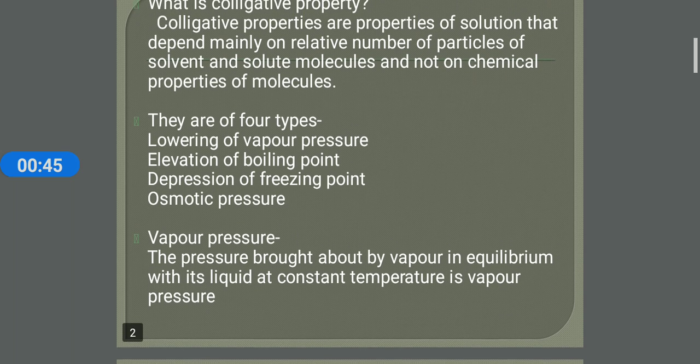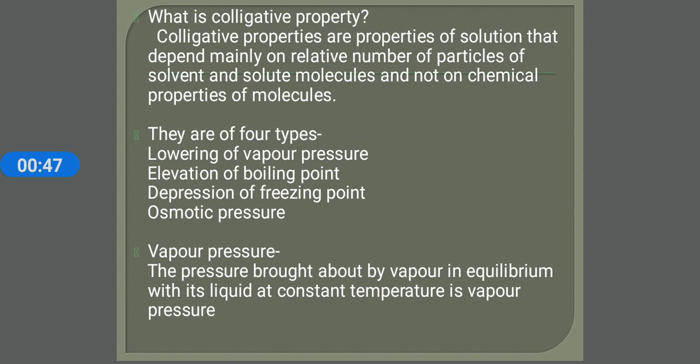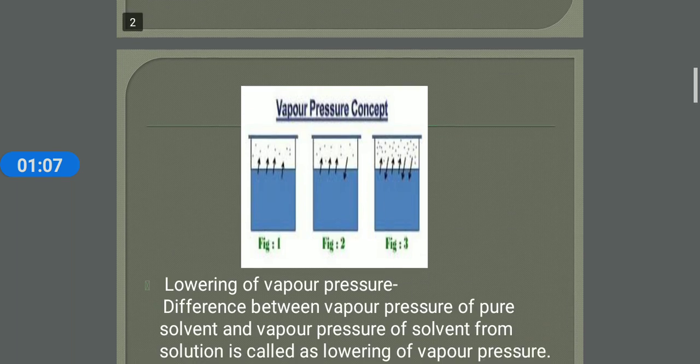Then there are four types of colligative properties. First is lowering of vapor pressure, then elevation of boiling point, depression of freezing point and osmotic pressure. We are going to focus on lowering of vapor pressure. Before learning what lowering of vapor pressure is, let us see what vapor pressure is. The pressure brought about by vapor in equilibrium with its liquid at constant temperature is called vapor pressure.